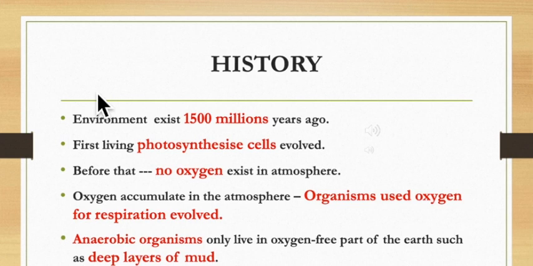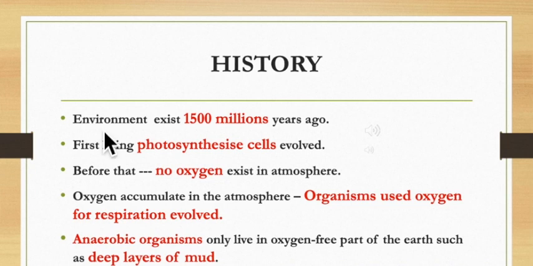Students, before discussing what habitat and habitat destruction are, I want to ask one question: what is environment? Yes, environment is the surrounding of living organisms. Environment existed 1500 million years ago, and at that time there was no oxygen in the atmosphere. But after some time, what happened? First, living organisms or photosynthesizing cells evolved, so the atmosphere accumulated oxygen. It means the organisms which used oxygen for respiration evolved.